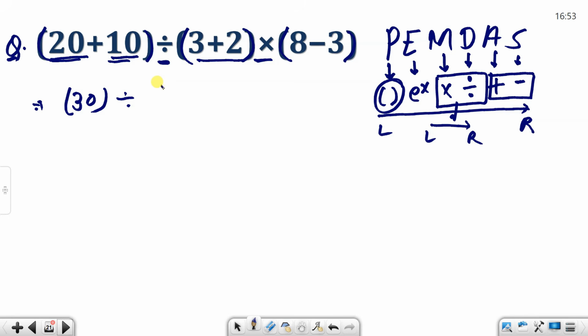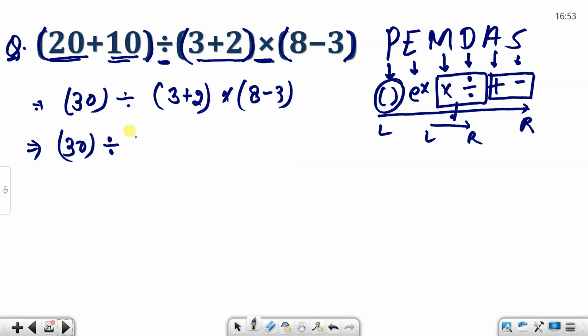Divide. 3 plus 2 times 8 minus 3. Let's solve the main part, 13. In this parentheses, 3 plus 2 becomes 5, times, finally multiply, 8 minus 3 becomes 5. Now let's solve the rest.